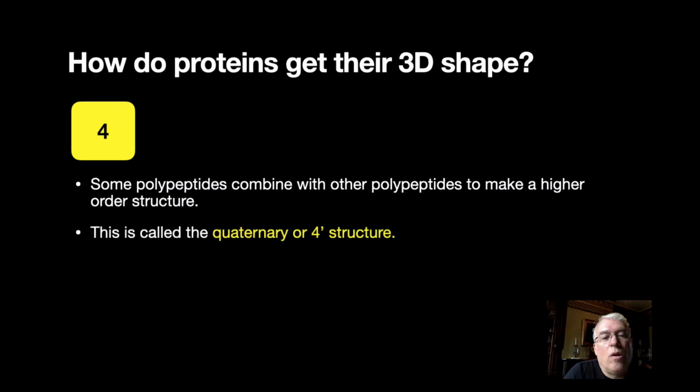All right, this is called the quaternary or fourth degree of structure in proteins. So I don't want you guys to freak out over the word quaternary. That's where that's coming from. It means four. I think it looks a little bit like the word quarter. That's how I've remembered it.